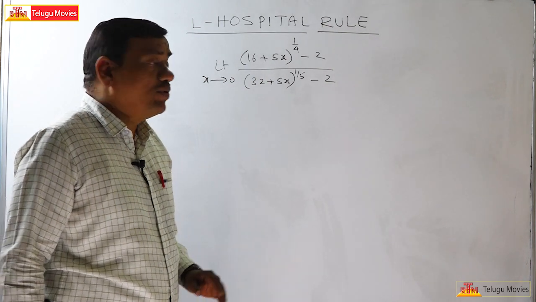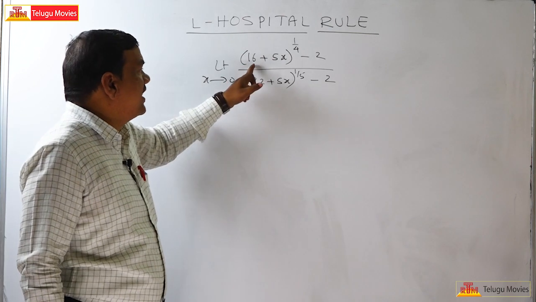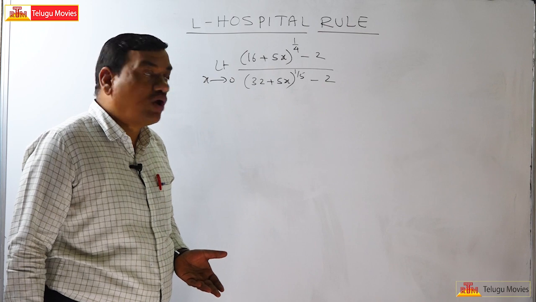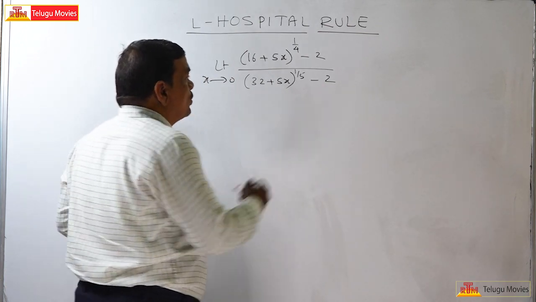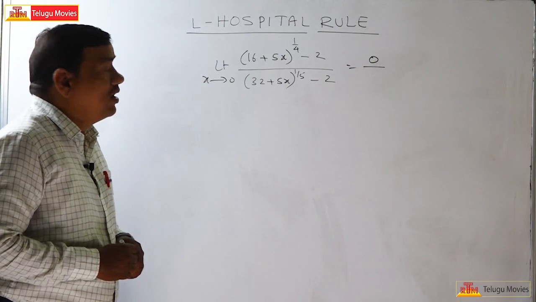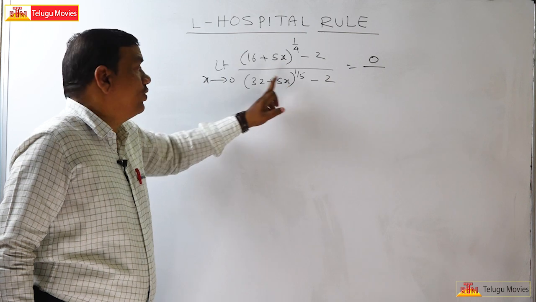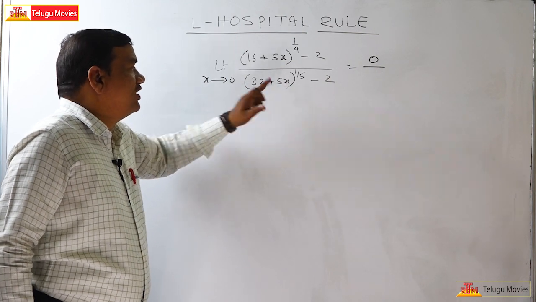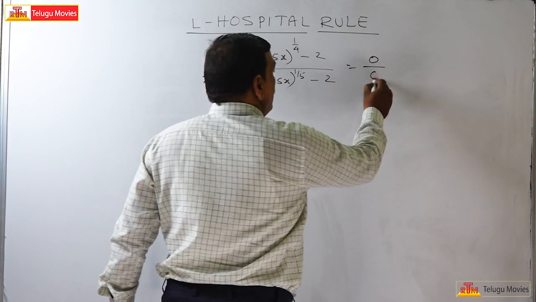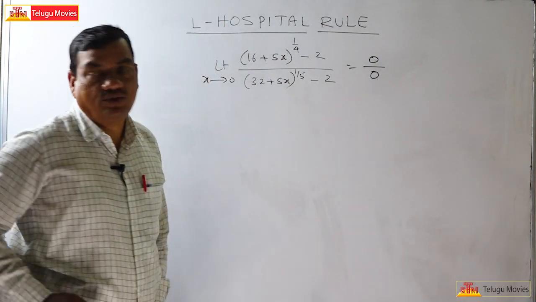Let us see the behavior of this function. As x approaches 0, wherever x is there, substitute 0. Here we will get 16 to the power of 1 by 4. This is 2 to the power of 4, so the 4s cancel and we get 2. 2 minus 2 gives 0. The numerator is 0. Coming to the denominator, as x tends to 0, 5 into 0 is 0, and 32 plus 0 is 32, which is 2 to the power of 5. The 5s cancel, 2 minus 2 is 0. So here we are getting 0 by 0.